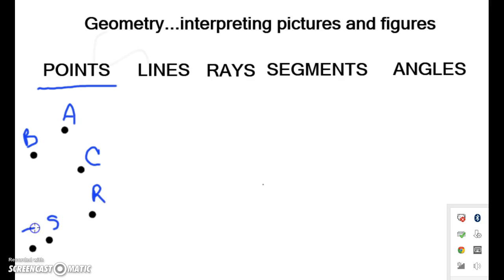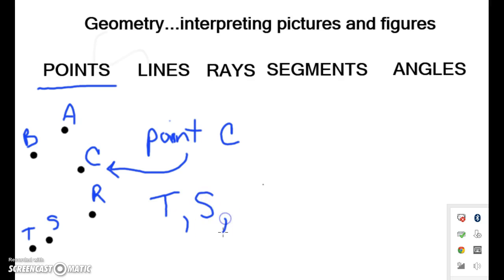If I want to draw someone's attention to a particular point, I could say point C, and then they would know to go right to that location. If I want someone to pay attention to several points, I would list them with commas between. For example, maybe I wanted someone to look at point T, point S, and point R. So you list them.